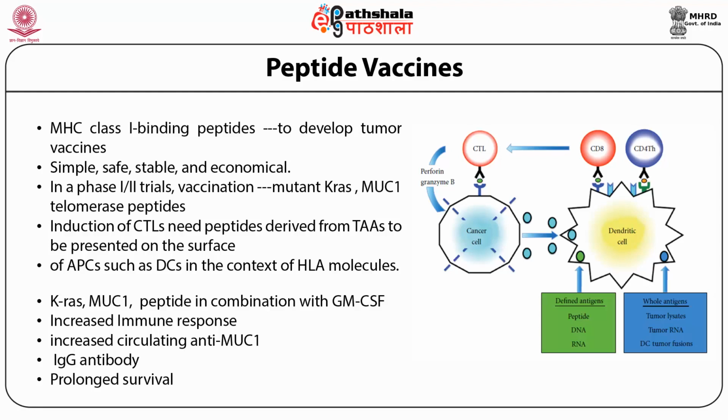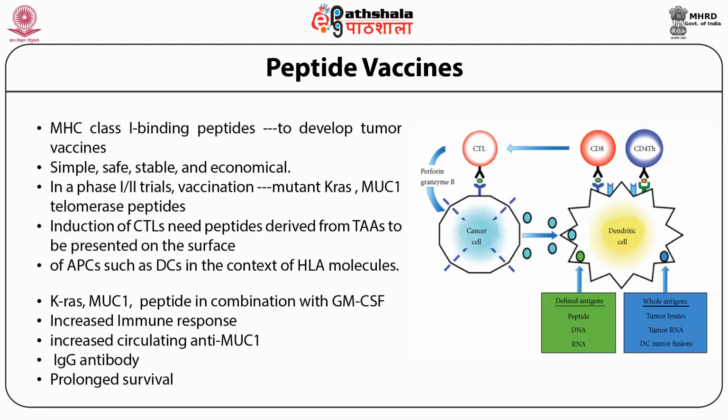And how can they be generated? For the mutant KRAS or the MUC1 telomerase, peptides can be generated as the vaccine. They induce the cytotoxic lymphocytes. Induction of CTLs needs peptides derived from the tumor-associated antigens presented on the surface.